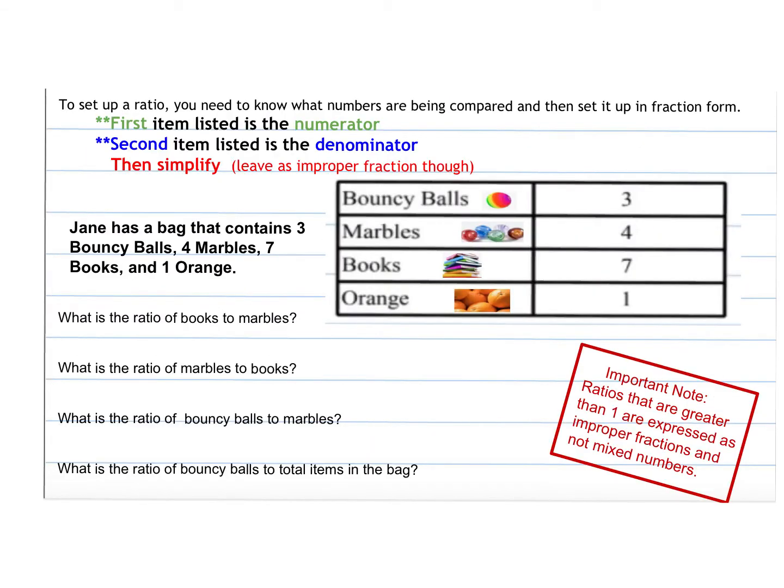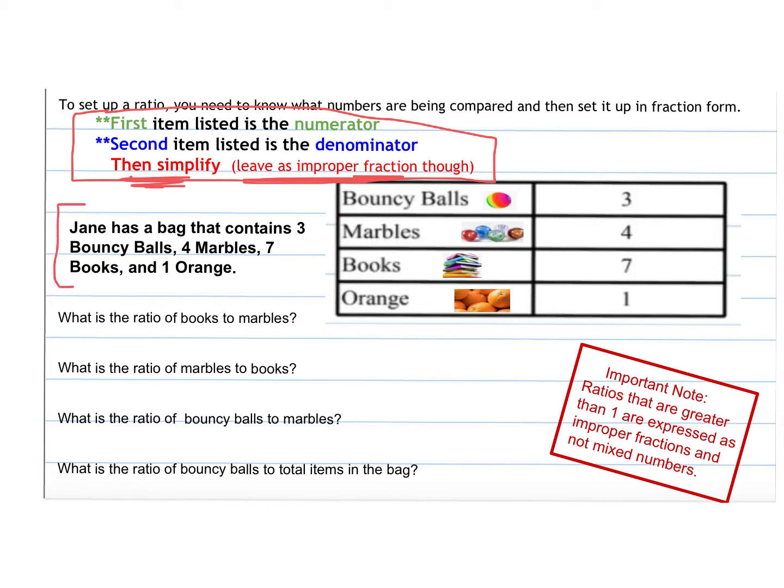So in order to set up a ratio, you need to know what numbers are being compared and then set it up in fraction form. This would be helpful to write down. First item listed is the numerator, second item listed is the denominator, and then you simplify. Although, remember I said you're going to simplify and you're always going to change improper fractions to mixed numbers. When you're writing it as a ratio and you're comparing, we actually want to leave it as an improper fraction, and we'll talk about that when we have one and see the importance of it.